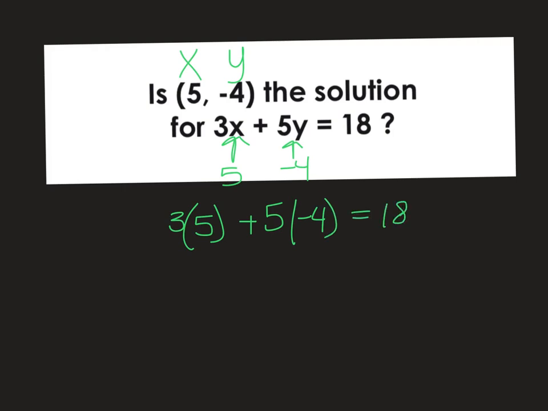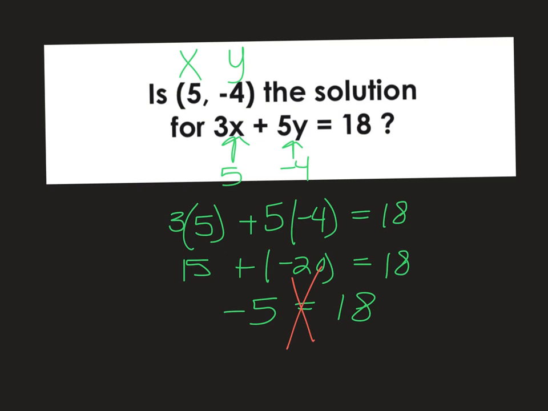So I'm going to go ahead and do the math and solve. So 3 times 5 is 15, plus 5 times -4 will give us -20. Notice I'm leaving it in parentheses for now, equals 18. If I have 15 plus -20, that gives us -5. -5 does not equal 18, so this will be false, or not true.